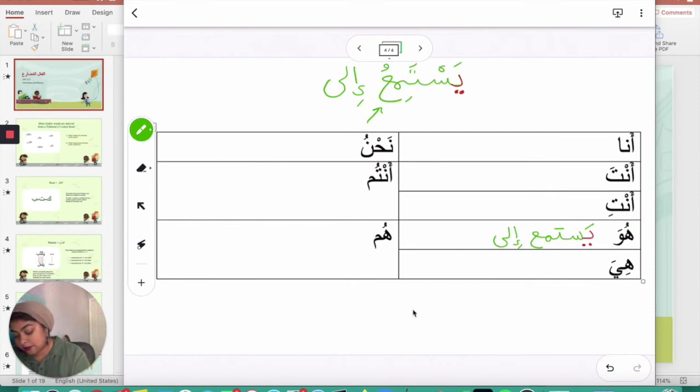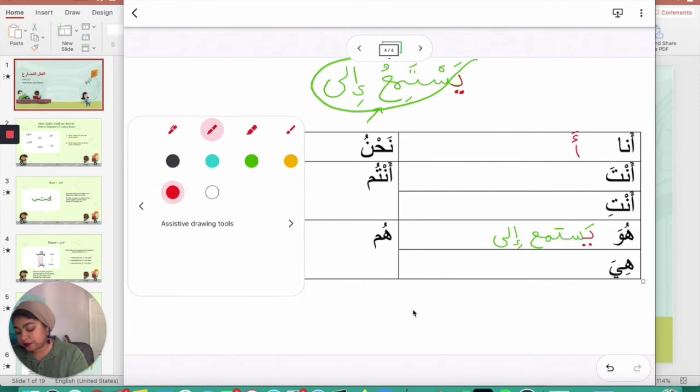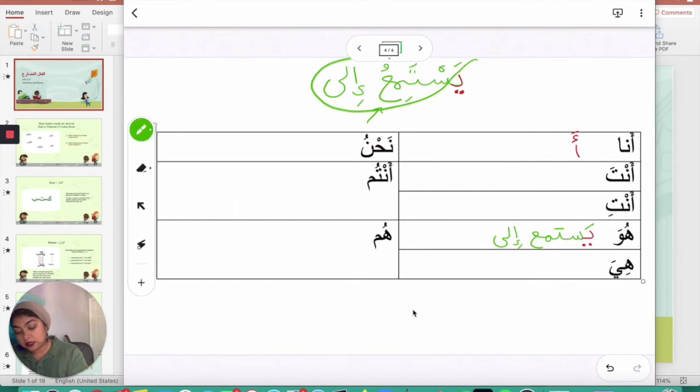Okay, so here the stem is everything that's in green. All of that stays the same. It's just the very first letter that changes, right? So in huwa, we had the ya. If we change it to alif hamza for ana, we change it here. We keep the fatha. Notice all of the harakat stay exactly the same. And then we write the stem. Ana أستمع إلى. I listen to. أنا أستمع إلى الموسيقى في الصباح.